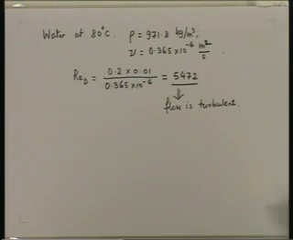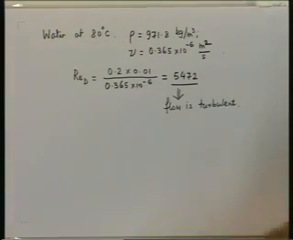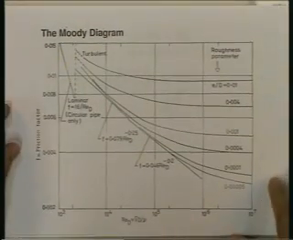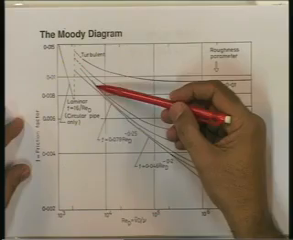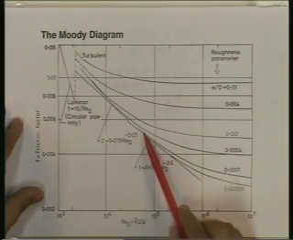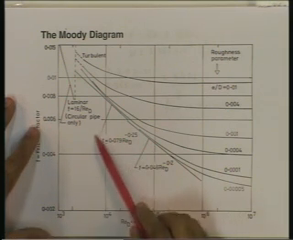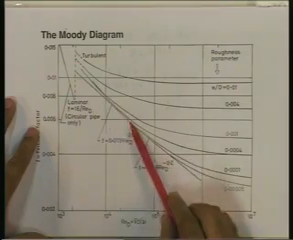Now, if we assume that the flow is fully developed and that the tube is smooth, then we are somewhere here on the Moody diagram, and we will use this correlation, which is applicable for smooth tubes in this zone of Reynolds number.